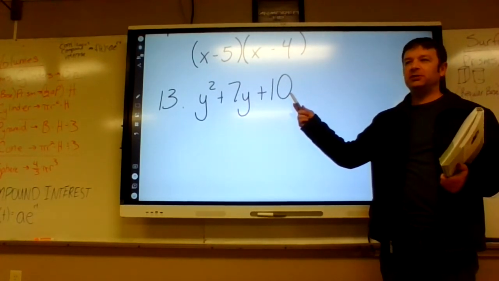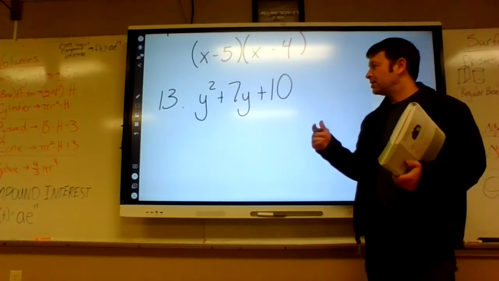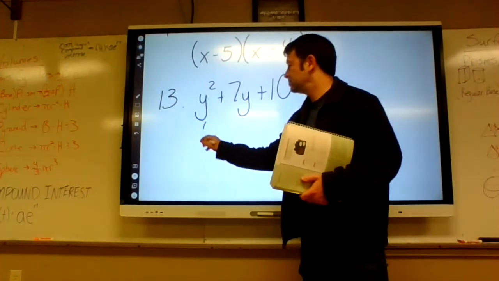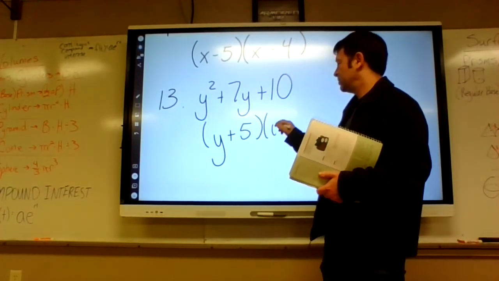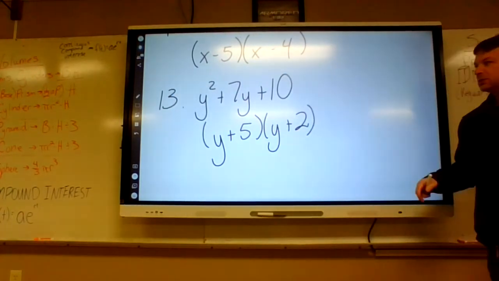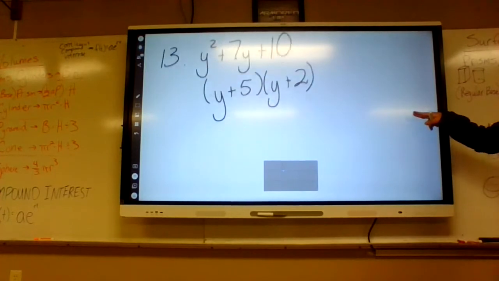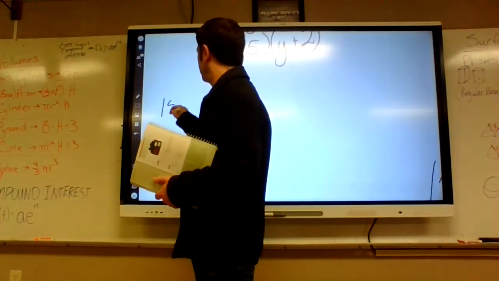y squared plus 7y plus 10. What goes into 10? 5 and 2. Does that add up to 7? Yes, so it's just plus 5 plus 2. Maybe you guys are seeing it and you think of that.